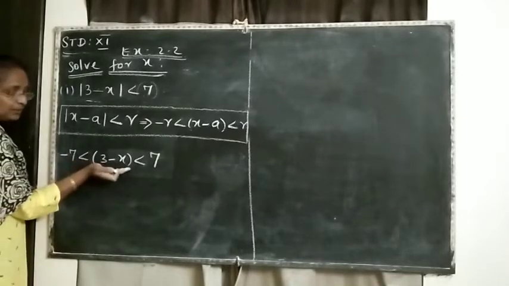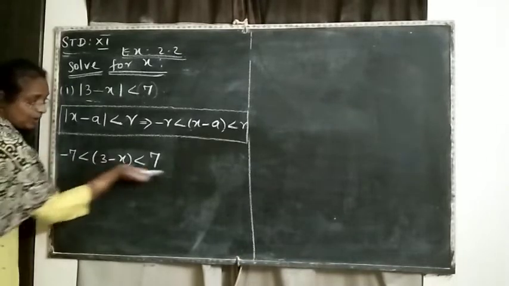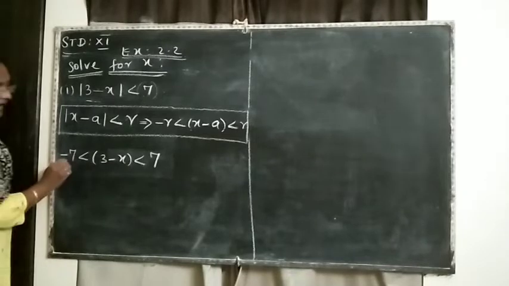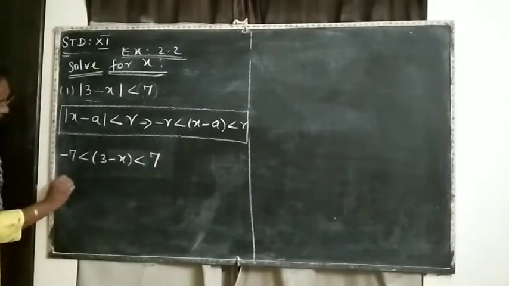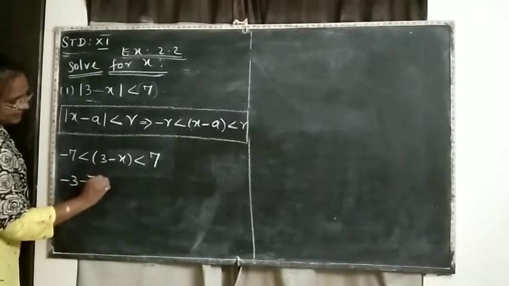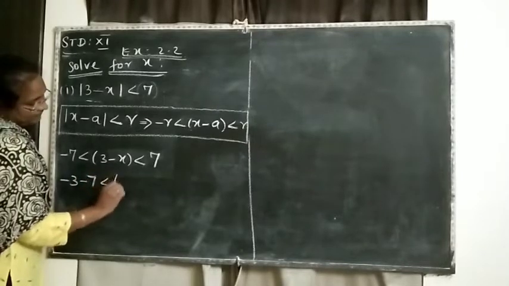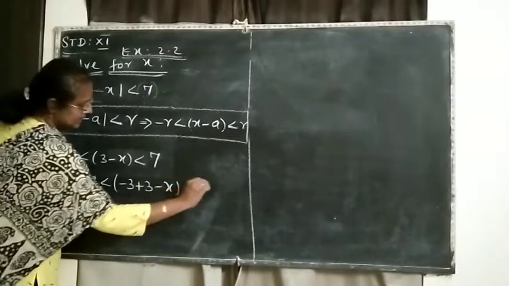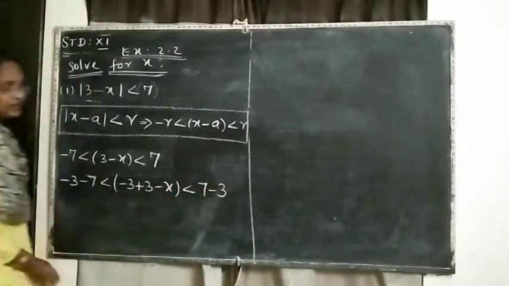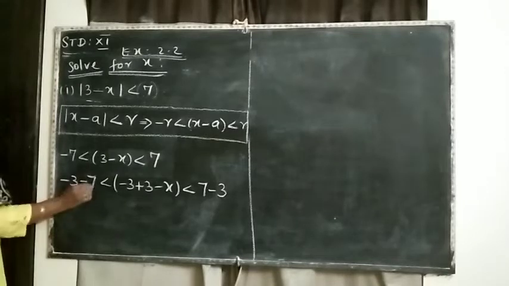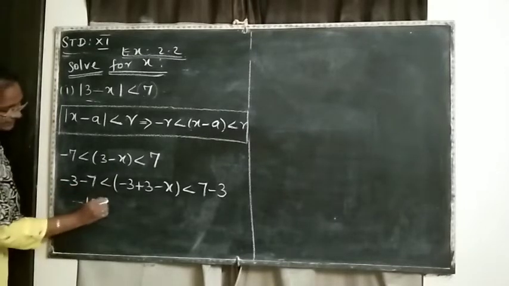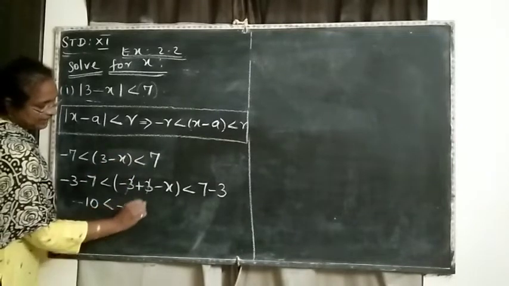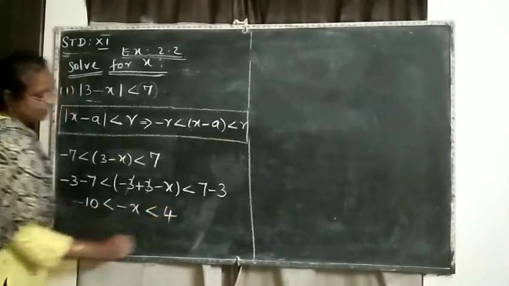So I cannot introduce it only at this place. Throughout, what should I do? I should introduce minus 3. So I am going to add minus 3 throughout. So minus 3 minus 7 less than what I will have? Minus 3 plus 3 minus x less than 7 minus 3. Did you understand? Okay. Now minus 3 minus 7 will become minus 10, strictly less than. Minus 3 and plus 3 is getting cancelled. So minus x strictly less than 4.